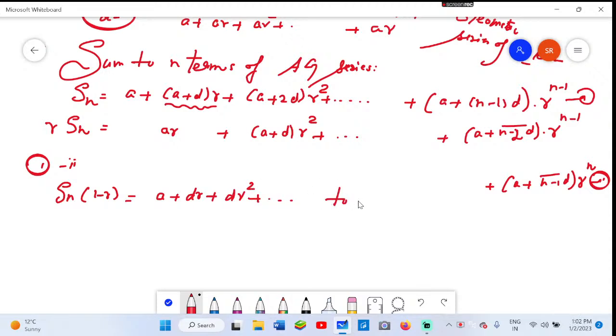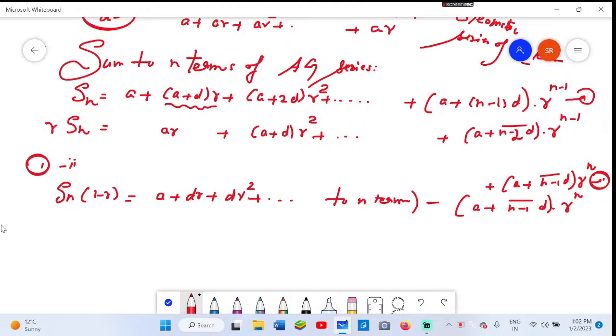And so on up to n terms, minus this last term, because all other terms are getting cancelled, but it remains as such. It will be (a plus (n minus 1) into d) into r raised to power n.